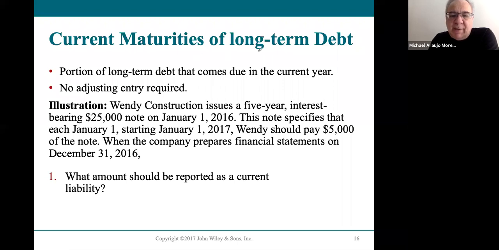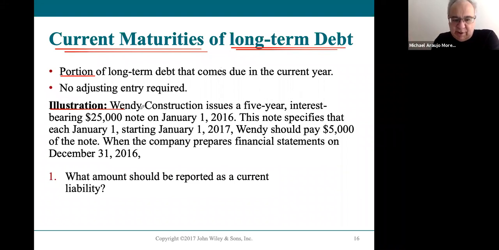Understand too that a lot of companies have long-term debt, but whatever is due this year of that long-term debt is actually considered a current liability. Why? Because it's due within 1 year. Okay. And so that portion of any long-term debt is going to be listed under current liabilities. The rest of that debt's going to be listed as a long-term liability.